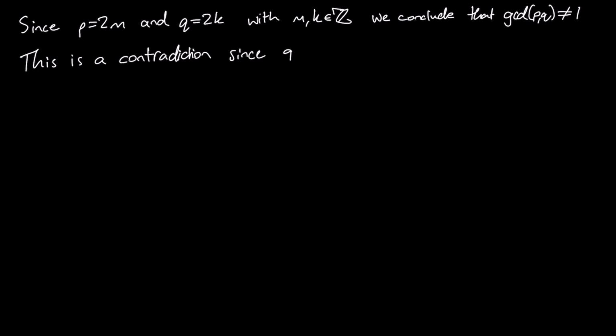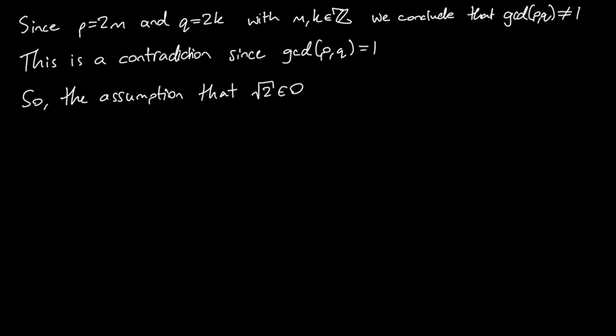Since the greatest common denominator between P and Q is equal to 1, we assume that is true. So the assumption that the square root of 2 is a rational number must be false. So square root of 2 is not a rational number. And there we have proved that the square root of 2 is irrational.